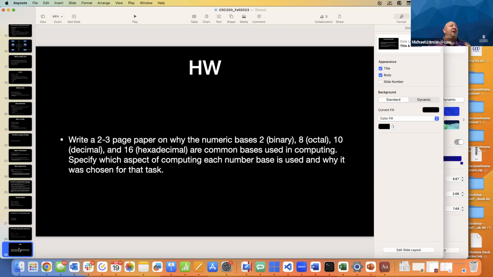Well, let's start with binary. Binary is the obvious, right? So why do computers like binary? Go ahead. Okay, so digital, on, off, 0, 1.